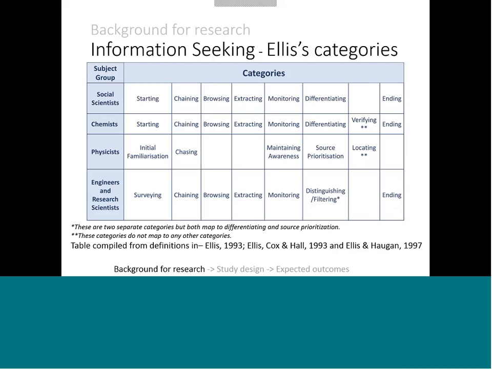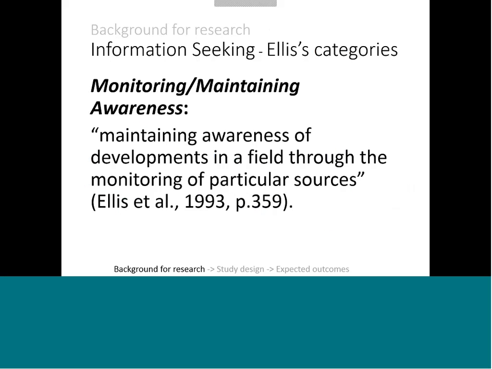So you might start reviewing typical journals to see who else is publishing on a topic area, what's been done. You might do some chaining where you look at citations to work to find other publications. And other behaviors that are more like this example, monitoring or maintaining awareness, where you're just keeping abreast of what's going on in the field.